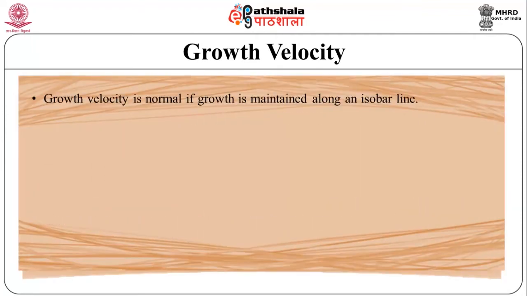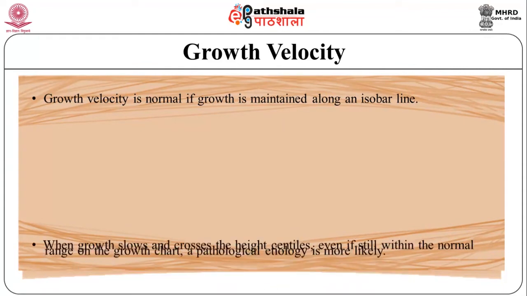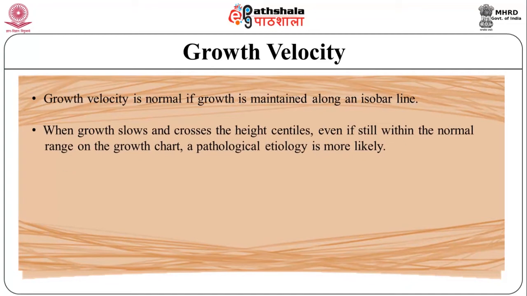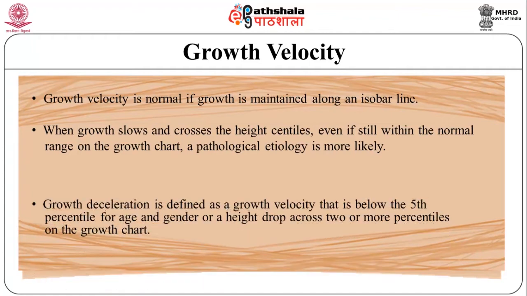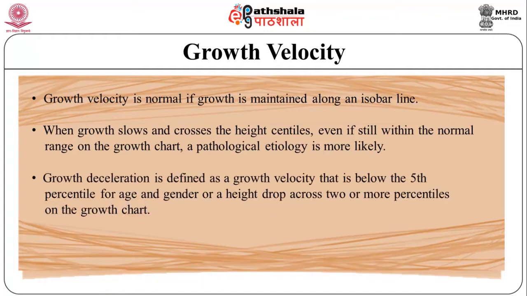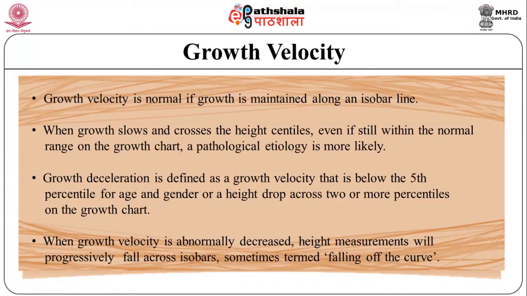Growth velocity is normal if growth is maintained along an isobar line. When growth slows and crosses the height centile, even if still within the normal range on the growth chart, a pathological etiology is more likely. Growth deceleration is defined as a growth velocity that is below the 5th percentile for age and gender, or a height drop across 2 or more percentiles on the growth chart. When growth velocity is abnormally decreased, height measurement will progressively fall across isobars, sometimes termed falling off the curve.